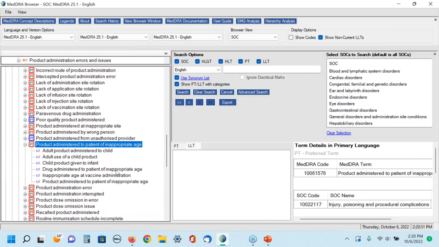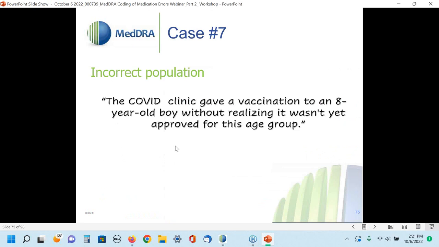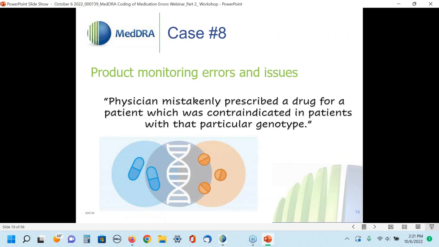So I get the concept that it was an inappropriate age at which the product was administered, and even more specifically that it was a vaccine. And I think that's about as good as you're going to get in terms of your choices. So, inappropriate age at vaccine administration.